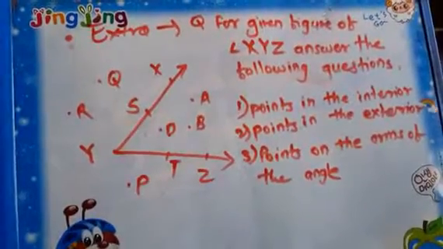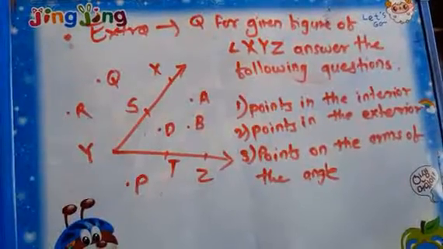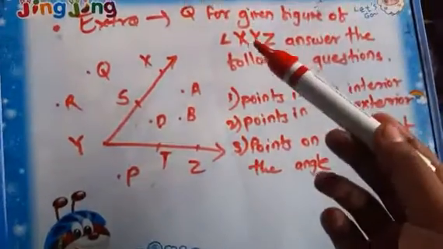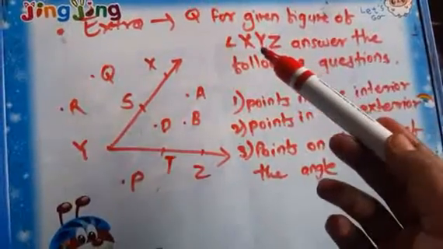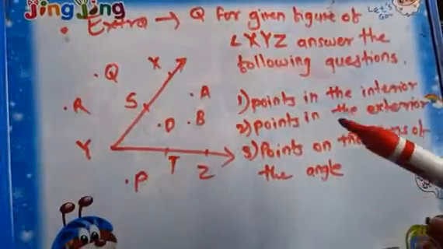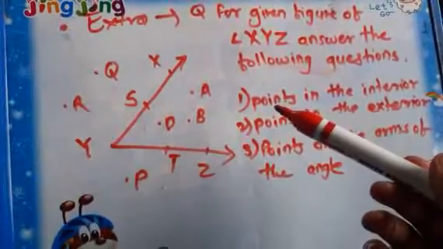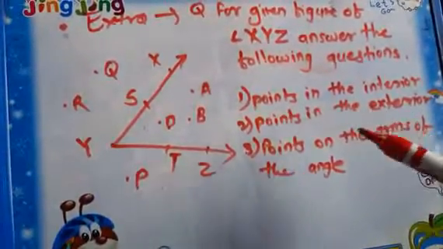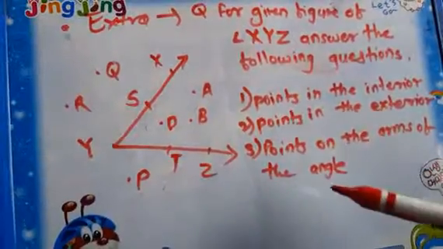Based on this question, there is homework for you as an extra question. For the given figure of angle XYZ, answer the following questions. First is find the points present in the interior, points present in the exterior and points present on the arms of the angle.